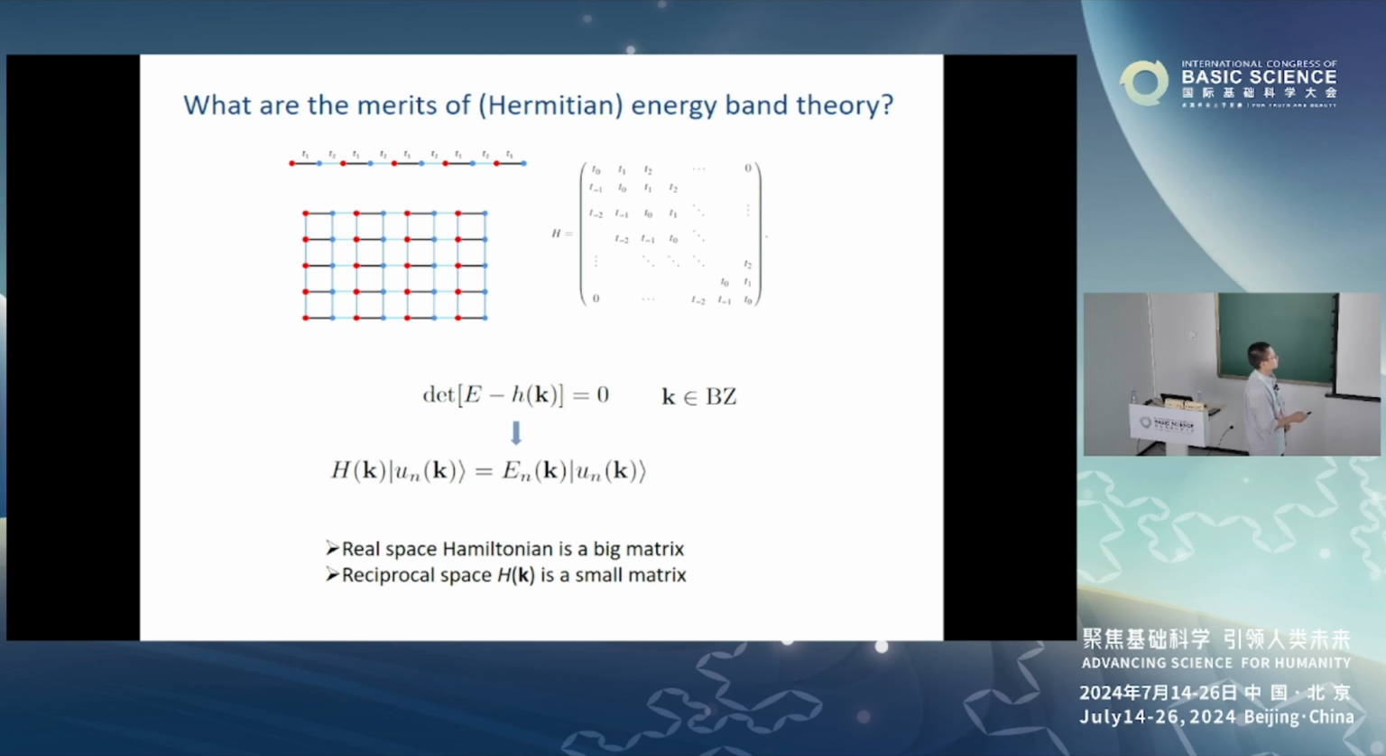So this is the characteristic equation, which helps us to diagonalize this k-space Hamiltonian. So we obtain the energy spectrum and the eigenstates. This becomes very simple.